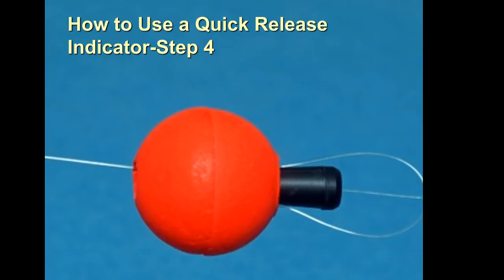When that indicator is sitting there like this and it starts to show a take, you setting the hook and the fish reacting puts the tension on that, which trips the indicator, and now it's free to slide.